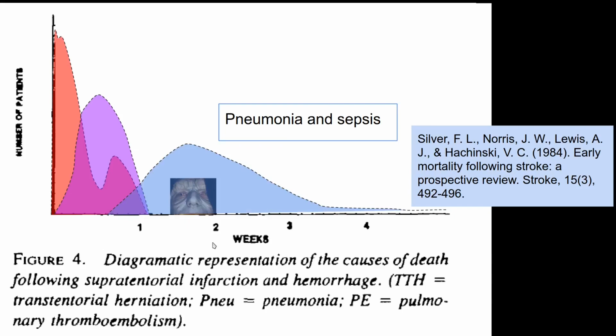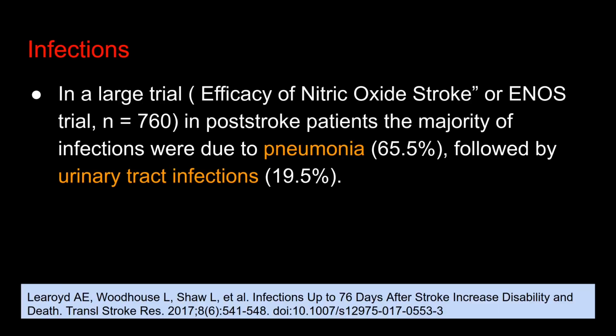Then of course the third peak will be those from infections, which is the next topic. A large stroke trial, the ANOS trial, documented that the majority of infections were due to pneumonia, so 66%, followed by UTIs at almost 20%.